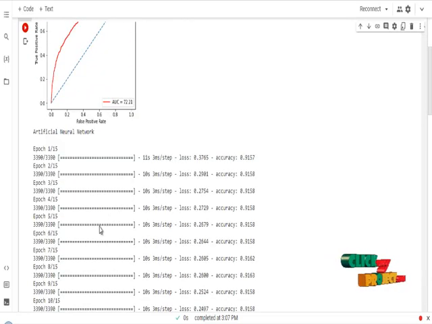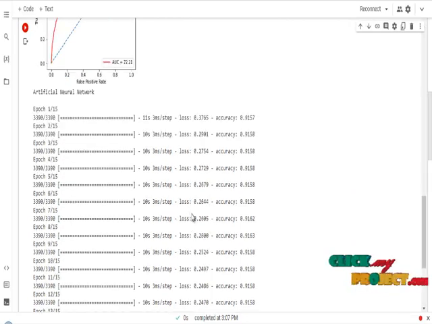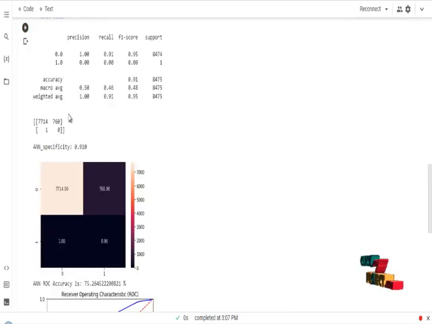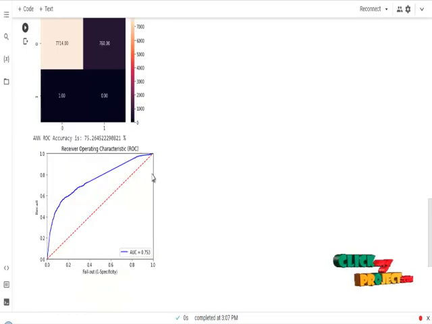The final algorithm is the artificial neural network algorithm. The ANN algorithm shows an accuracy result of 91%. These are the classification report and the confusion matrix for the ANN algorithm, and the ANN specificity is 0.9. The ANN ROC accuracy is 75%, and this is the ROC curve for the artificial neural network algorithm.